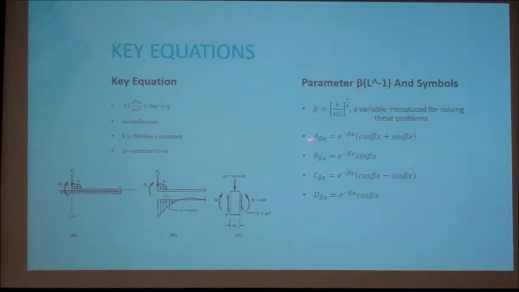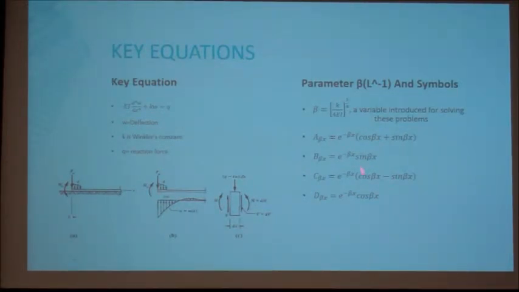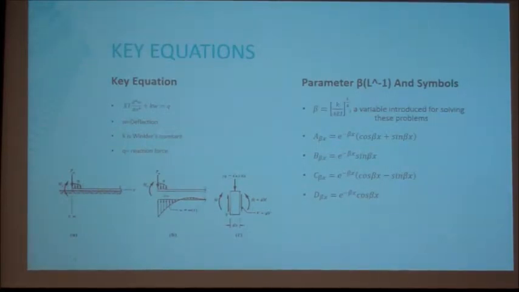This one over here, beta, is a constant variable introduced for solving these kinds of problems. And these ones right here are symbols for the future equations to make things easier to write, but you'll use these to solve for a lot of the constants. Also, once you find one of these, there's a table and you can find all of them, or you can solve for them, either or.